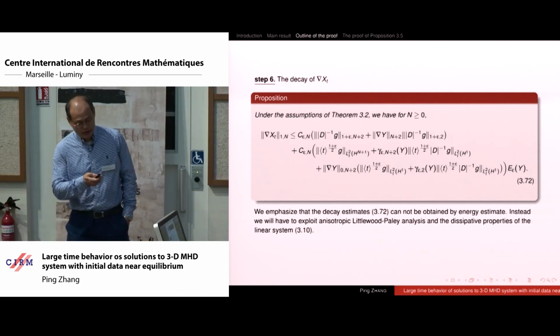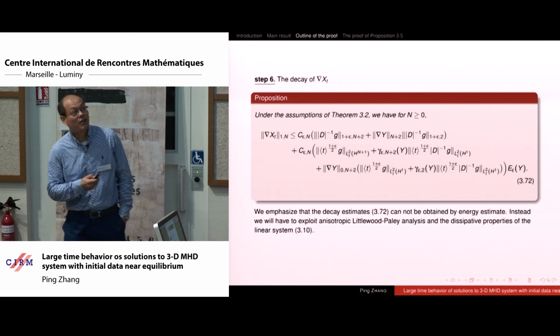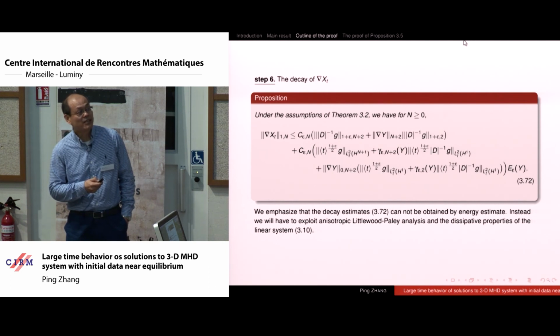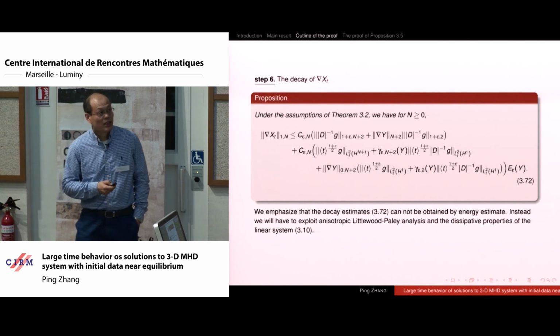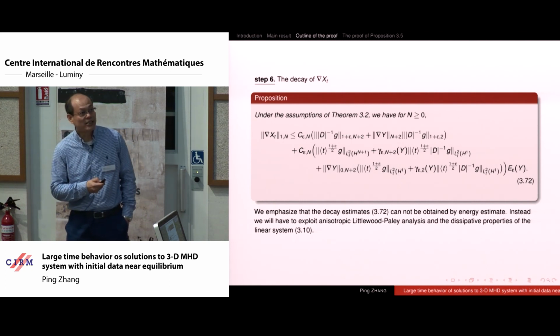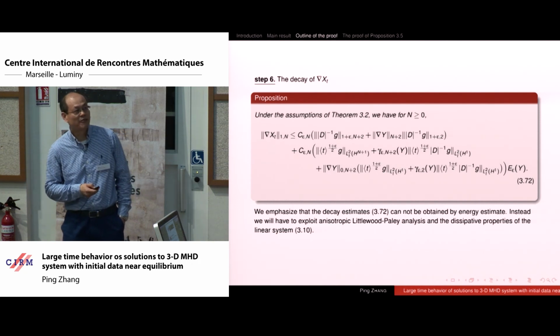And a crucial step to prove the convergence of this Nash-Moser iteration scheme is to prove a decay rate, like the gradient of x_t. So the result is like this. This H^n norm of the gradient of x_t should decay to 0 according to the rate -1. We should emphasize that a decay estimate of this type cannot be obtained by energy estimate. Instead we have to exploit this anisotropic Littlewood-Paley analysis and also the delicate dissipative properties of the linearized system.